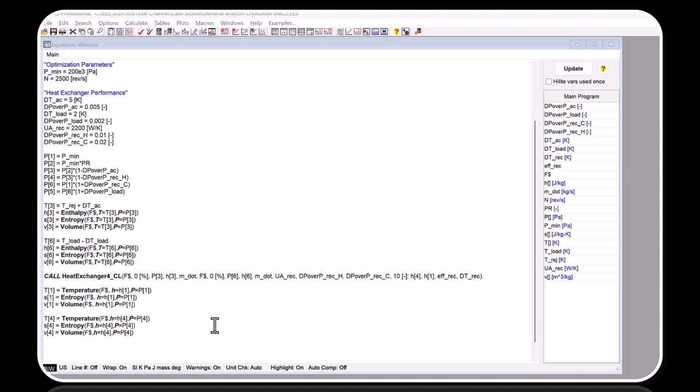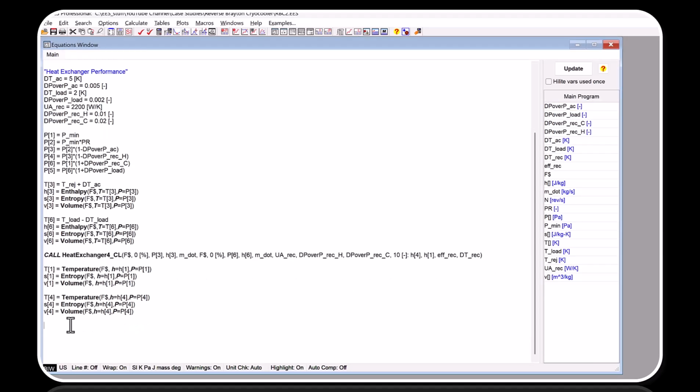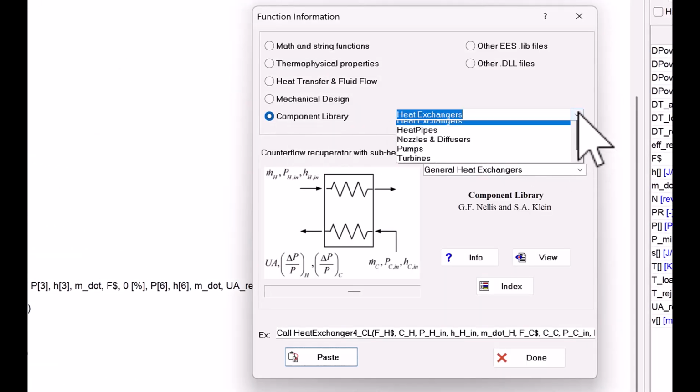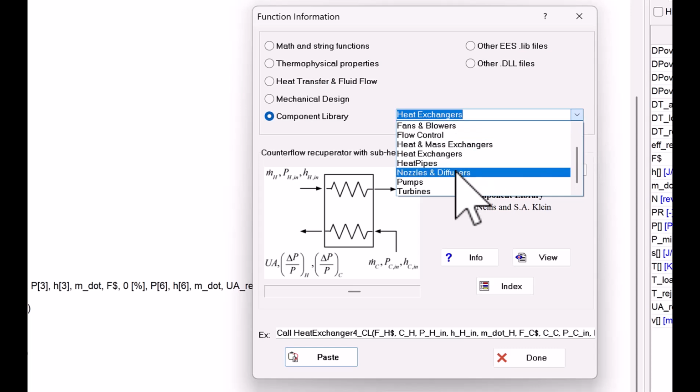All right, so at this point I have to deal with the compressor and the turbine. So let's start with the compressor. And in order to use the Balje curves, maybe I first want to look at how they're put together. So let's go to options, function information. Let's see, I'm going to start with the compressor.